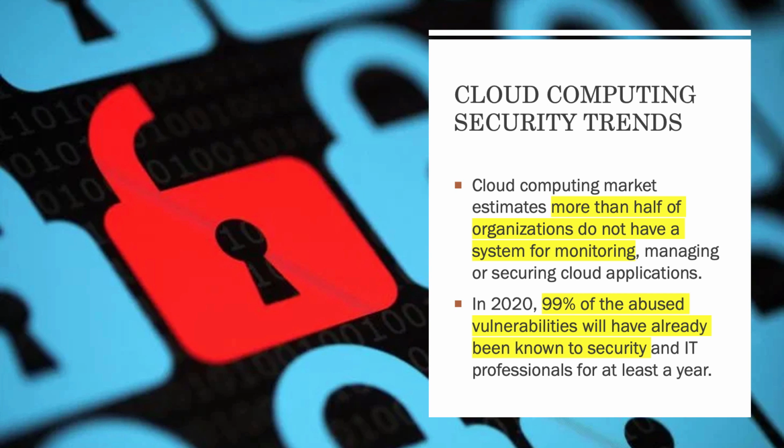Another important fact to get across to you is that 99% of the abused vulnerabilities in systems are already known to security and IT teams for at least a year, and yet they do nothing about it. And this is purely down to the scale and the size of security teams today, where one security professional is managing at least 10 or hundreds of systems, and they just don't have enough bandwidth or tooling available to act on those known vulnerabilities.